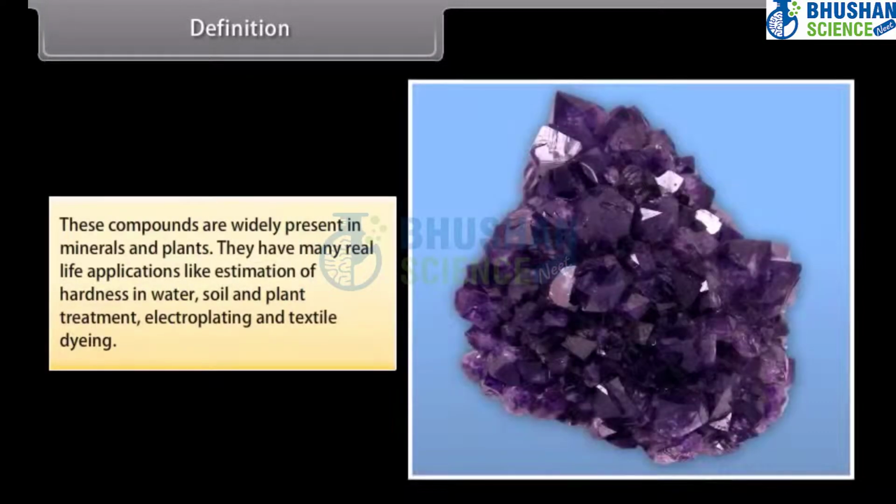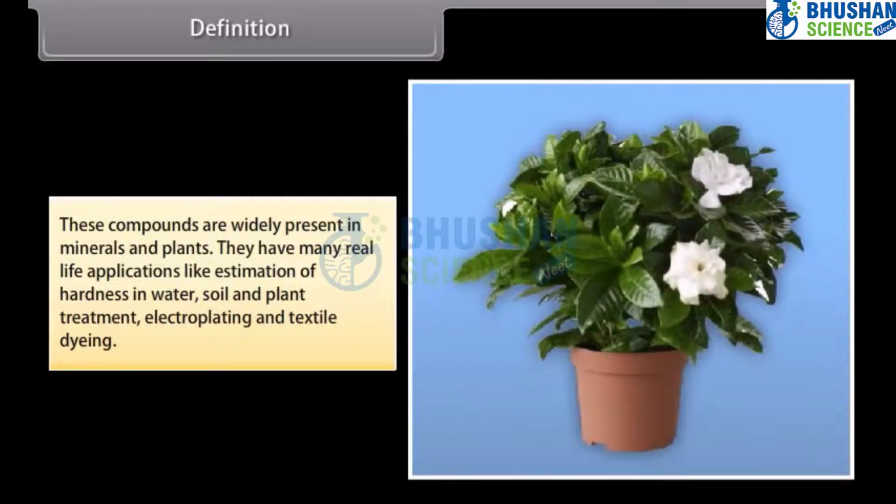These compounds are widely present in minerals and plants. They have many real-life applications like estimation of hardness in water, soil and plant treatment, electroplating and textile dyeing.